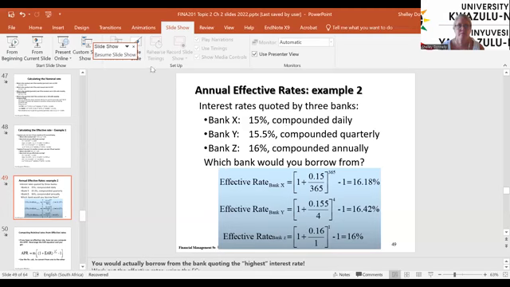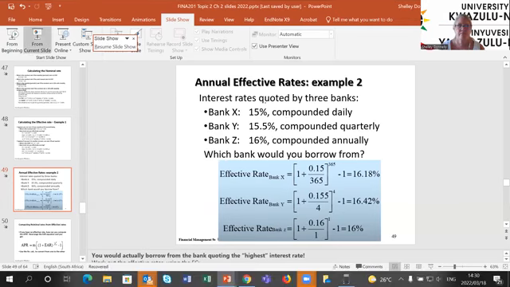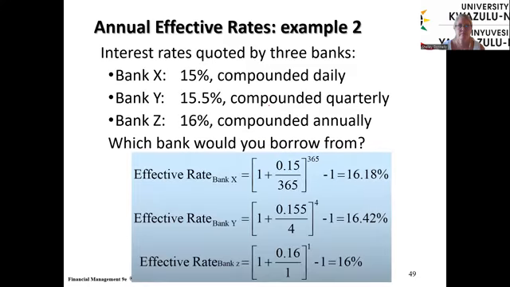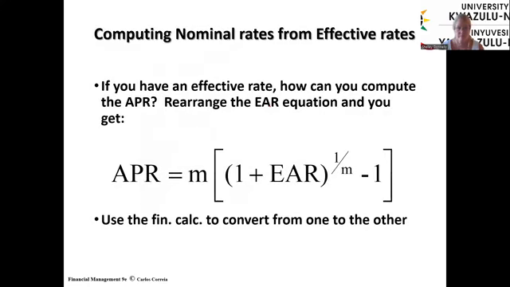Let's go back to our slides. Okay, again, if you want to solve for the nominal rate, also known as your annual percentage rate, you just rearrange the effective rate equation. And that's what you get. But as I said, we're going to be using the financial calculator to convert from the one to the other.